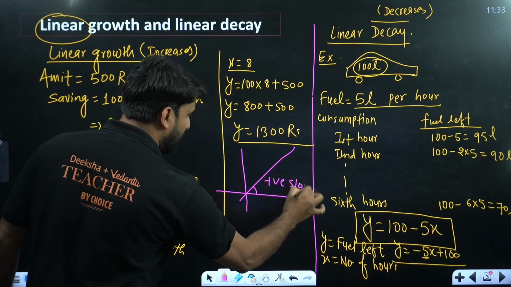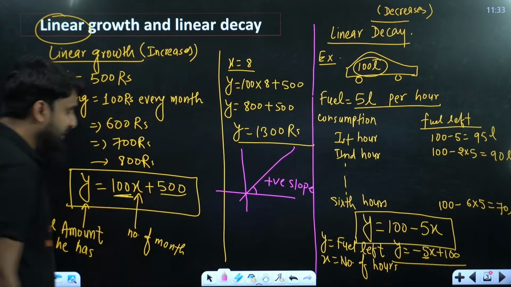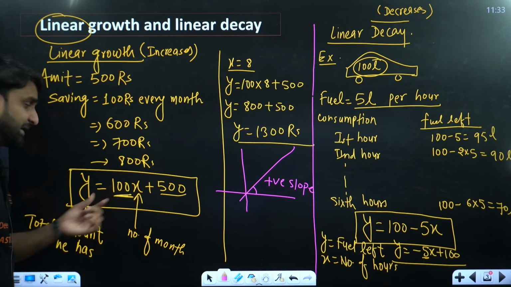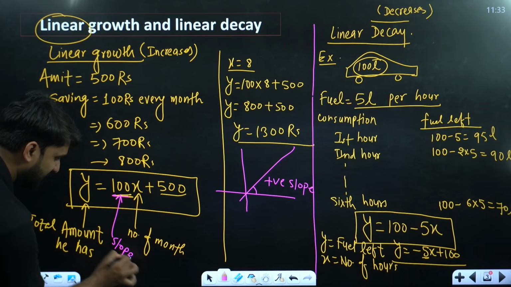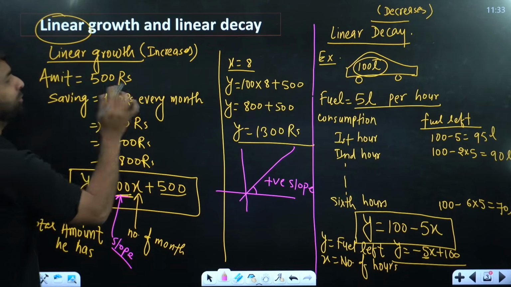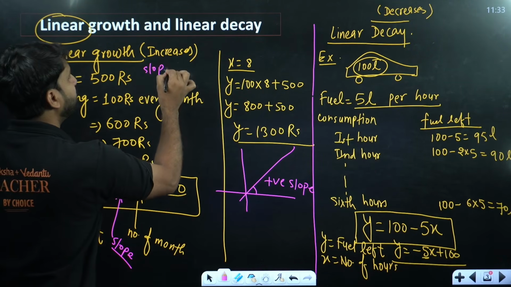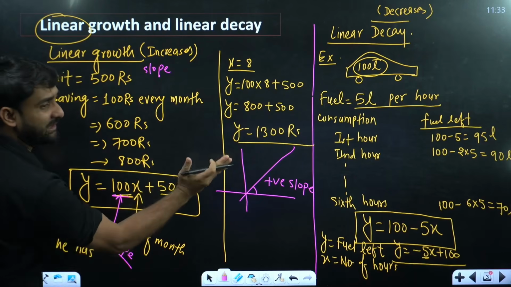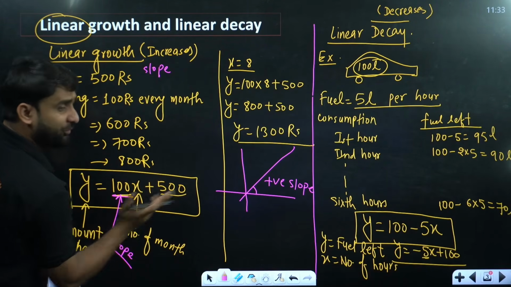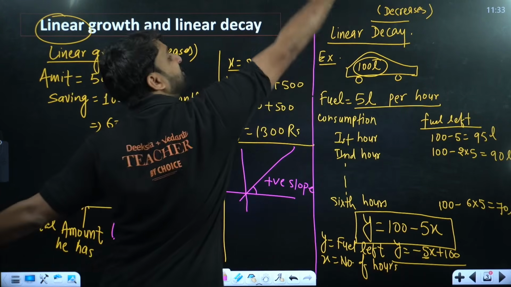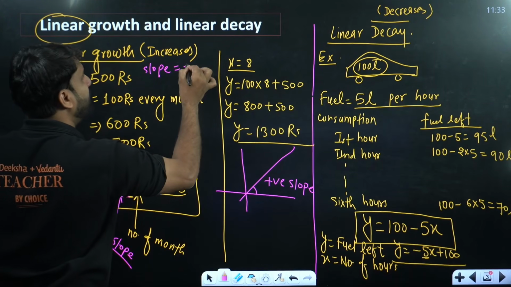Why positive slope? Because the coefficient of x is positive and the coefficient of x is called slope. This is called slope. Right, my dear champion? So in linear growth, slope is positive. Slope means inclination of the straight line. When you draw the straight line on graph, the slope will be positive. It means increasing steadily.